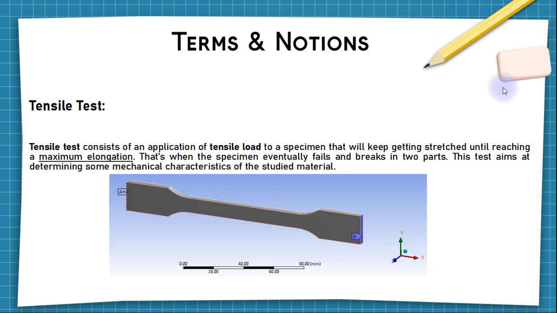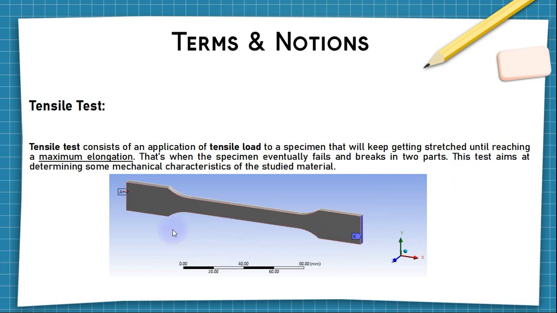Fast forward to the tensile test. It is an application of a tensile load to a specimen that will keep getting stretched until reaching a maximum elongation, and that's when the specimen eventually fails and breaks in two parts. So note, while I'm saying two parts, not two halves, because it all depends on the microstructure of the tensile specimen. So this is an example of the tensile specimen. This is a screenshot from a tensile test I made in Abaqus. No, it's in ANSYS. I'm sorry for that.